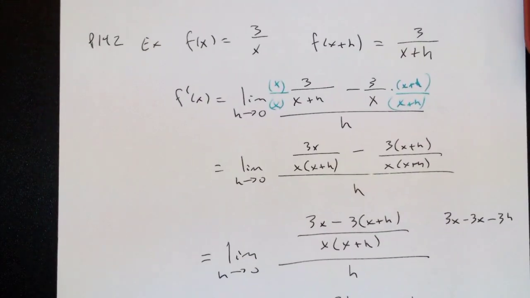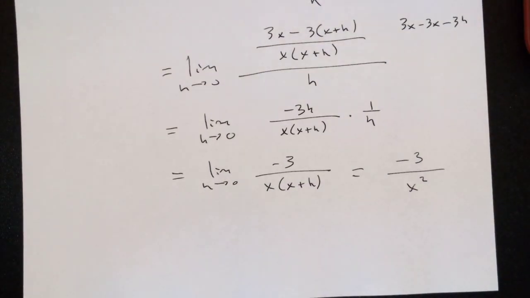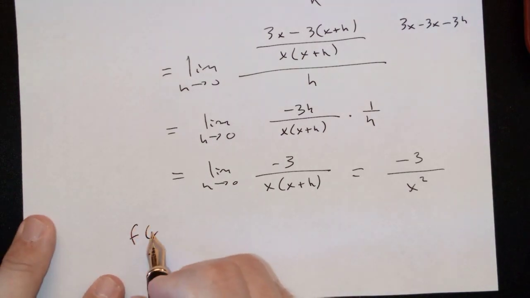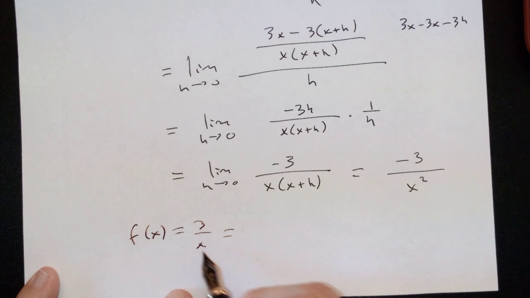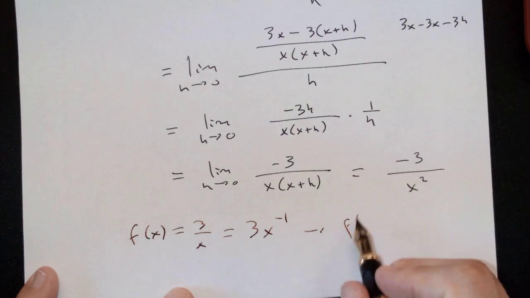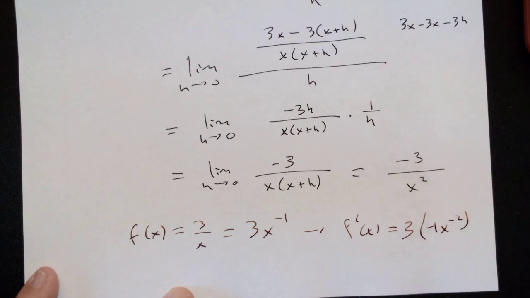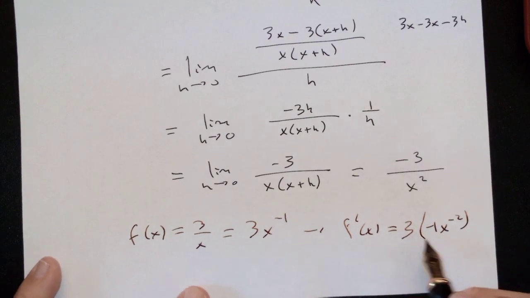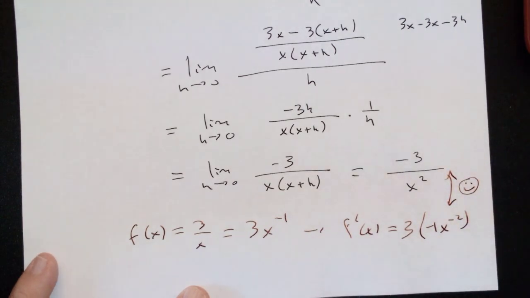3 over x is still a power, isn't it? I know I'm in the wrong section. Let's cheat. Let's use the shortcut. If I were to write 3 over x using powers, what would happen with this x in the bottom? X to the negative 1 power. And then my derivative is 3 times minus 1 x to the minus 2. That's a negative 3. That's an x squared in the bottom. We got the right answer. Oh, I like it.